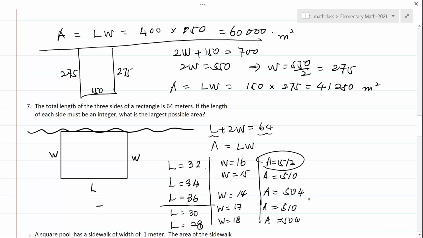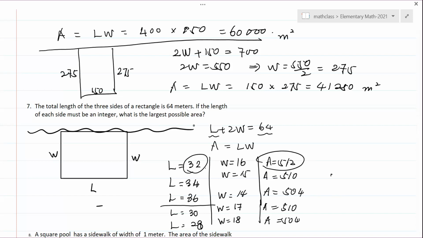Okay, both are going down either way on both sides, right? Yeah, when L is 32, this gives you the largest possible area. Okay, so the answer is, what is the largest possible area? It is 512. Okay, right? You can try different values.